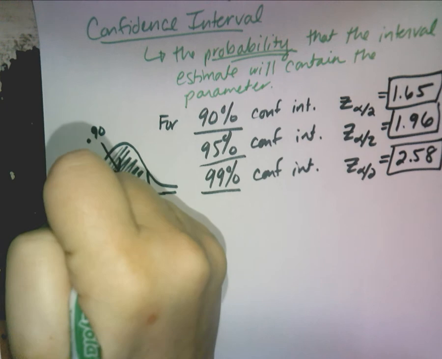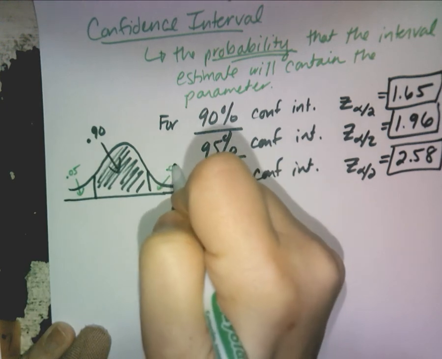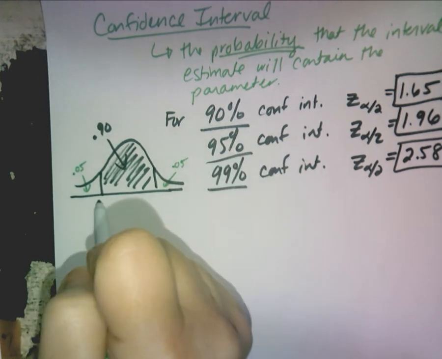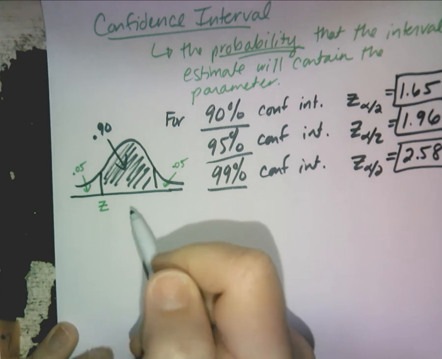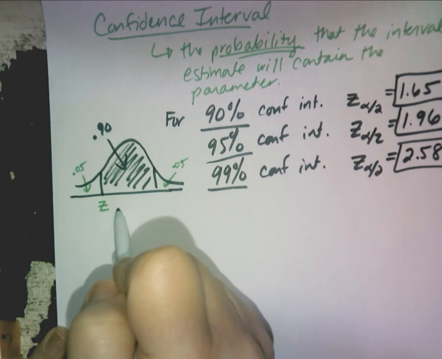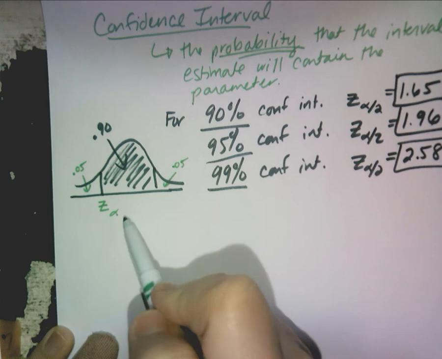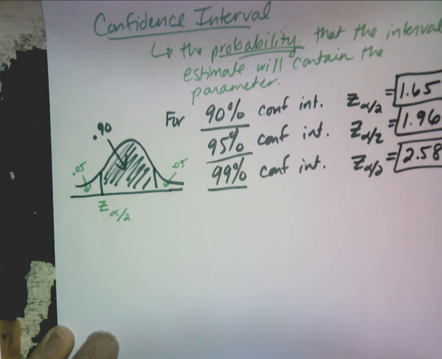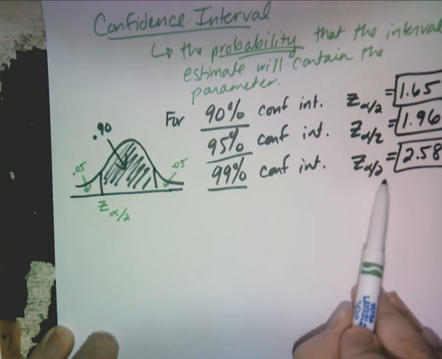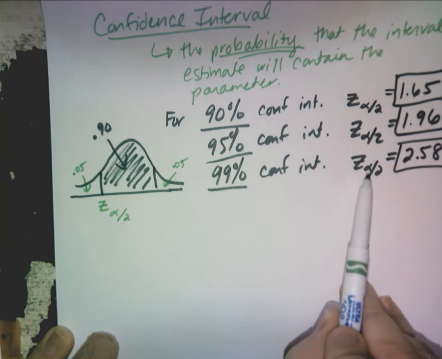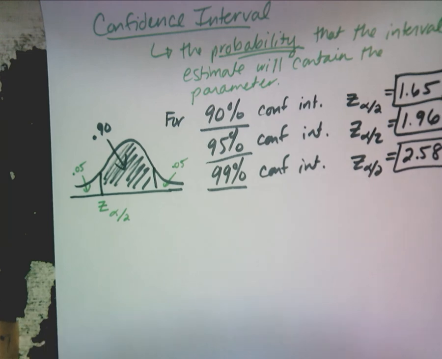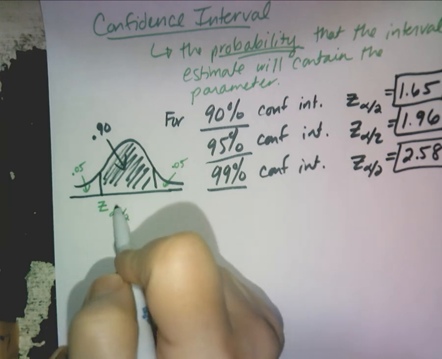5%. 0.05, 0.05. Okay? And you would find that Z. Well, what they're doing is they're calling this your alpha, which would be the 10% here, and they're dividing it by 2, and they're calling it 5%. So don't freak out by this new crazy notation. It's pretty much what you've been doing, and it's the same thing.